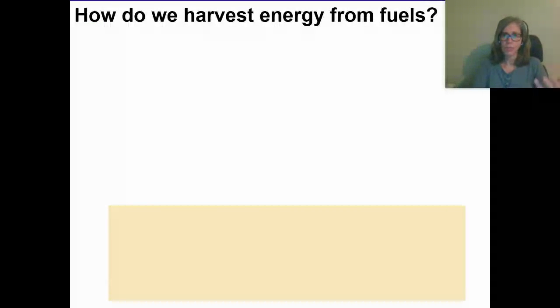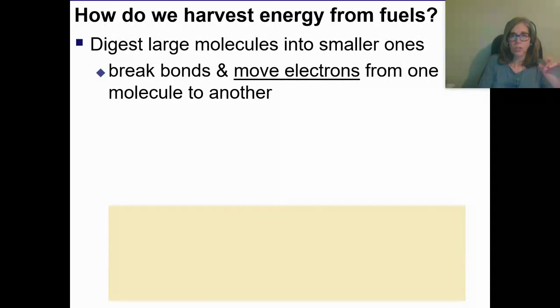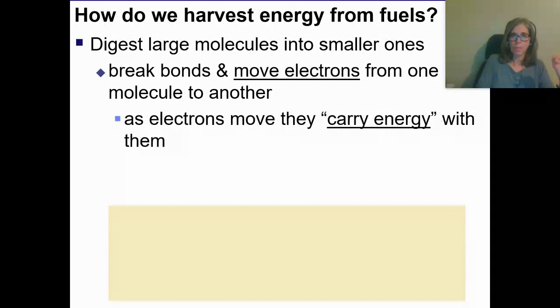So how do we harvest energy from fuels? That's what we're doing in cellular respiration, right? You take glucose and you break it down to carbon dioxide. So large molecules are broken down to smaller ones. Starch is broken down to glucose, which is broken down to carbon dioxide, or proteins are broken down to amino acids, which are broken down to ammonia and carbon dioxide and water. So when you break bonds, you move electrons from one molecule to another, and those electrons carry energy with them.